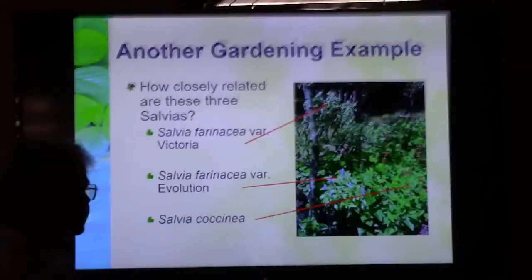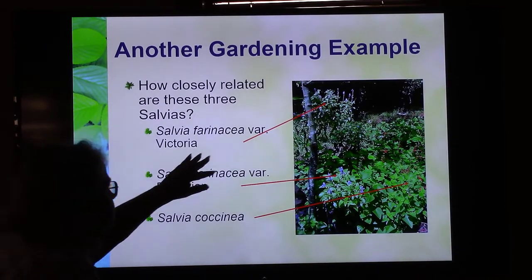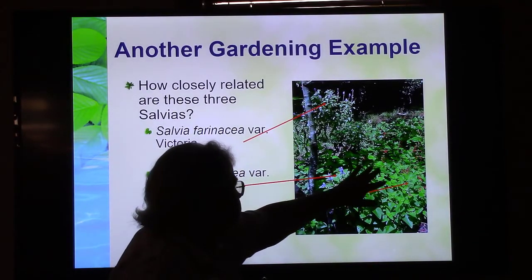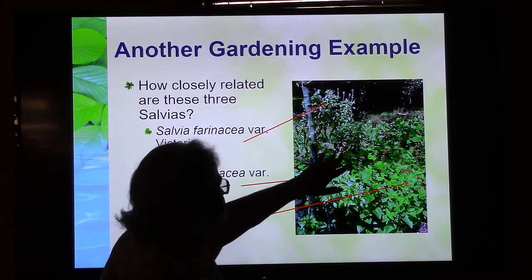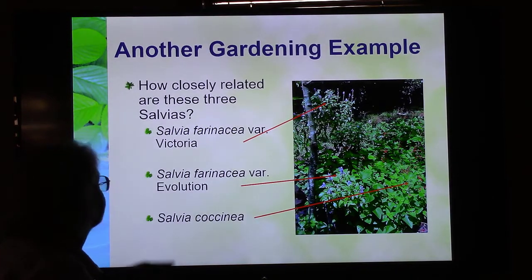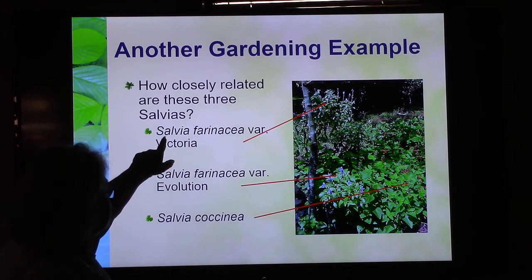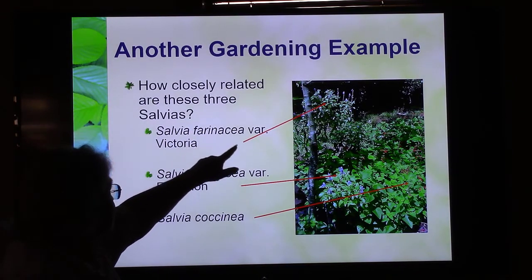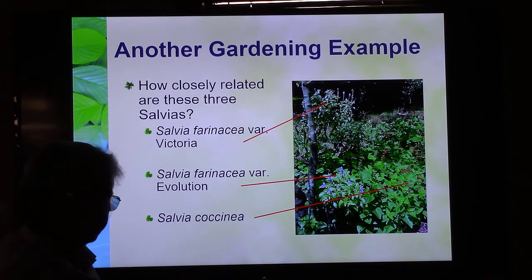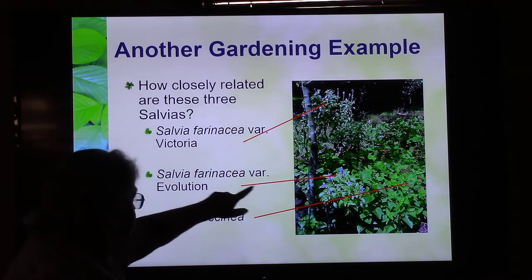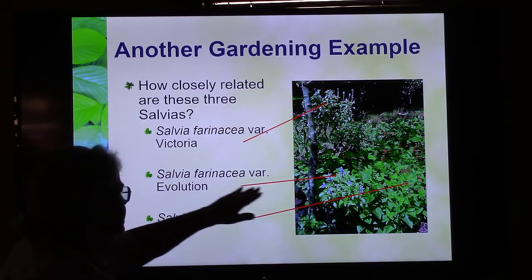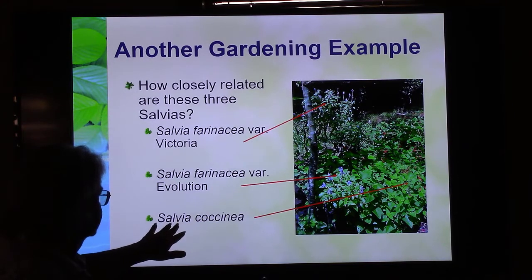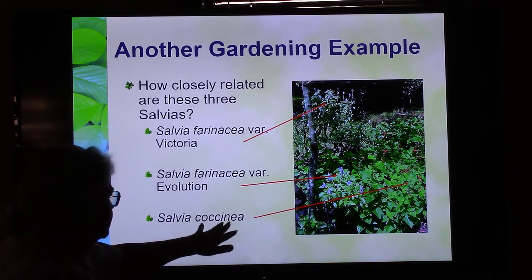Let's look at this. Here we've got 3 different kinds of salvia. This one's tall. This one's not nearly as tall, and that one's not nearly as tall, and this one's blue, and that one's blue, and that one's red. Okay. How closely related are they? That tall one is Salvia farinacea, variety Victoria. This one down here is Salvia farinacea, variety Evolution. And this one, the red one, is Salvia coccinea.